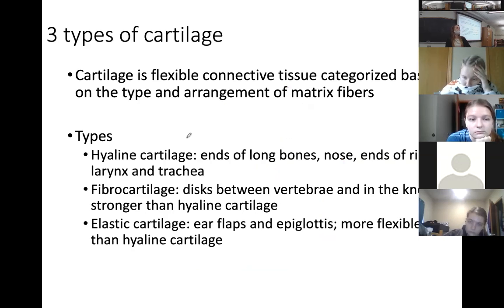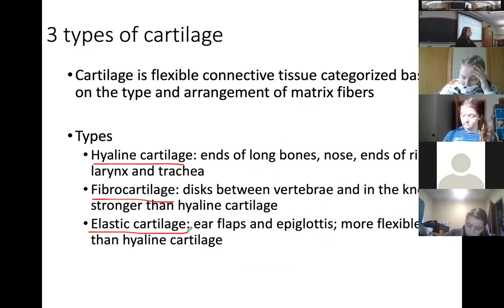There are 3 types of cartilage. The first one is hyaline cartilage, the second one is fibrocartilage, and the third is elastic cartilage. Those are the 3 types of cartilage, and they are found throughout your body and they have different functions. Cartilage in general is a flexible connective tissue categorized based on the type and arrangement of the matrix fibers. Matrix fibers means the little string-like substances that make up the cartilage. Okay, so we're getting zoomed in. What actually is cartilage made of?